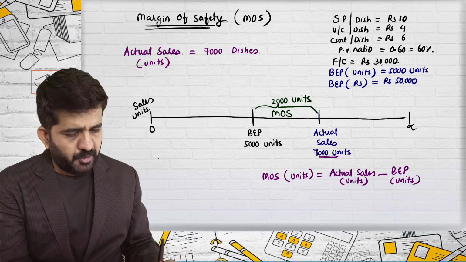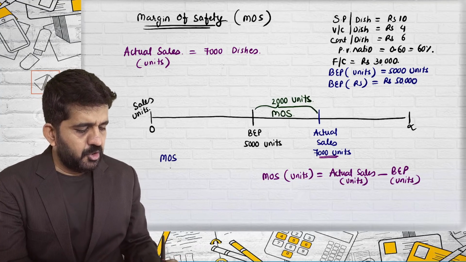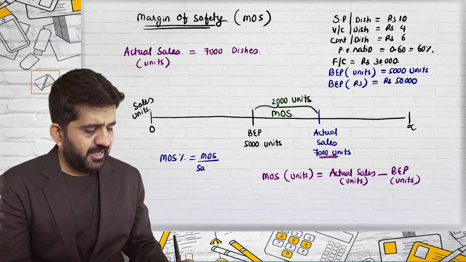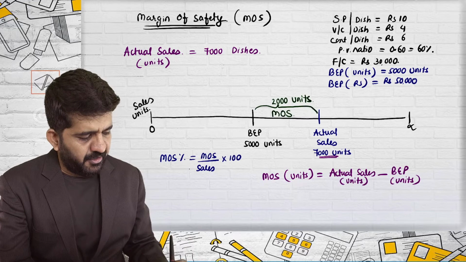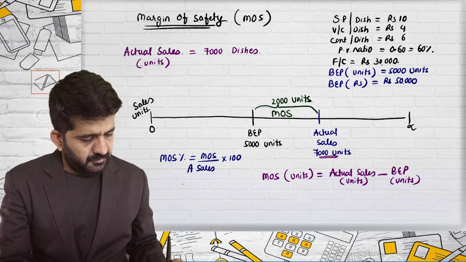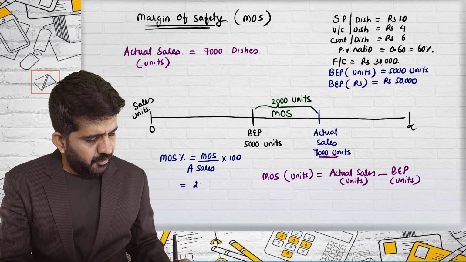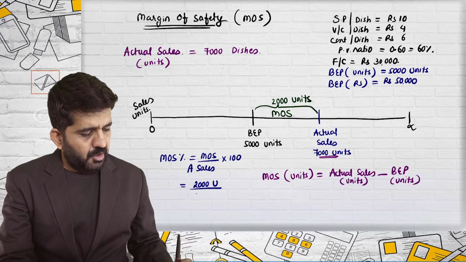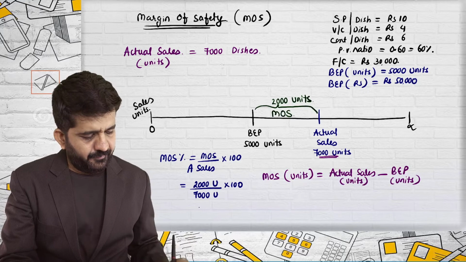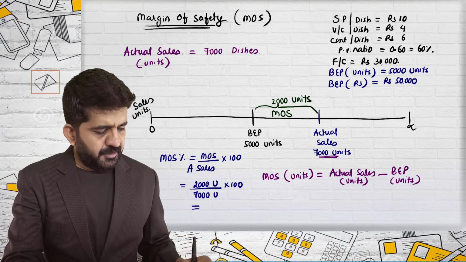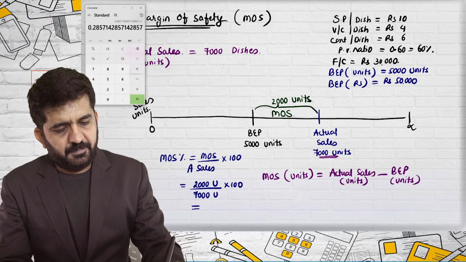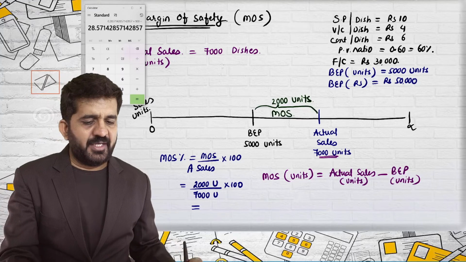Margin of safety is also calculated sometimes in percentage. So margin of safety in percentage is margin of safety divided by sales multiplied by 100, and the sales is actual sales. So what is the margin of safety? 2,000 units upon actual sales of 7,000 units multiplied by 100. Margin of safety in percentage will be 2 divided by 7 multiplied by 100. That is 28.57%.